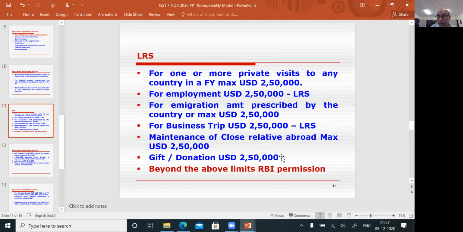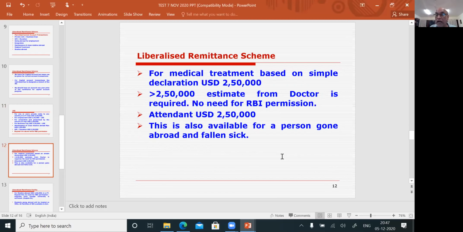For all these purposes, beyond $2,50,000, RBI permission is required. But for medical treatment, up to 2,50,000, no RBI permission, like the other things. Beyond 2,50,000 also, no need for RBI permission. If you get an estimate from the doctor where he is going to undergo the surgery or something, you can release it. Okay, sir, no need for RBI permission.